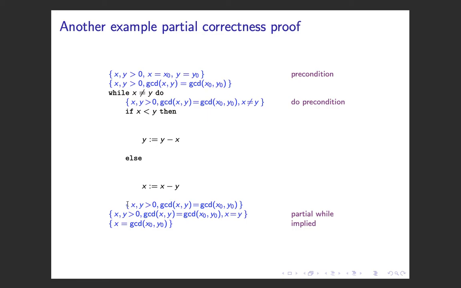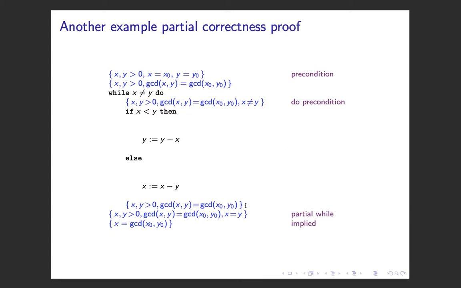Here we have the invariant again, just as it is above. This is our eta. Here we have the invariant together with the test being true, so that's that x is not equal to y, so we've added that. And here we have the invariant together with the test being false, which is x equals y. So this is justified because this is the postcondition from a partial while loop. This is justified because this is the do precondition.